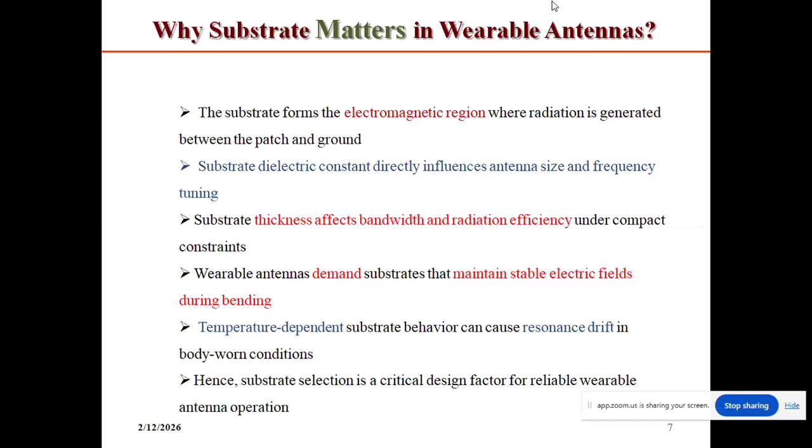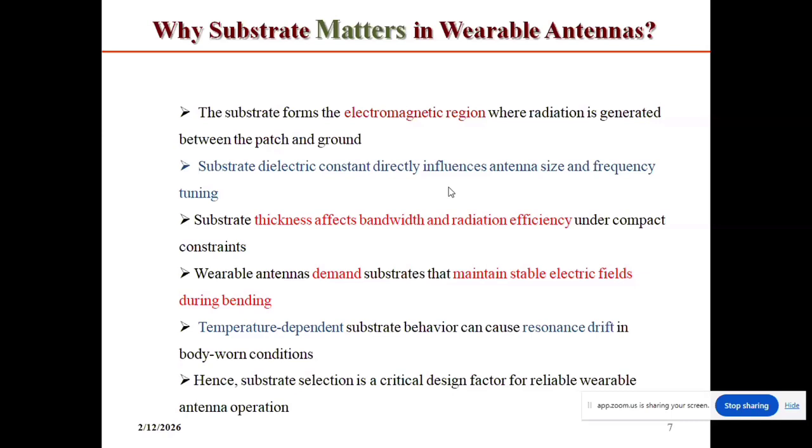Frequency tuning is possible by changing the dielectric constant of the substrate. By changing the dielectric constant, the frequency will shift. Using this principle, the microstrip patch antenna can also be used as a sensor. In recent years, you can see many applications and papers in the domain of patch antennas used as temperature sensors and other sensors. That is also possible using this property.